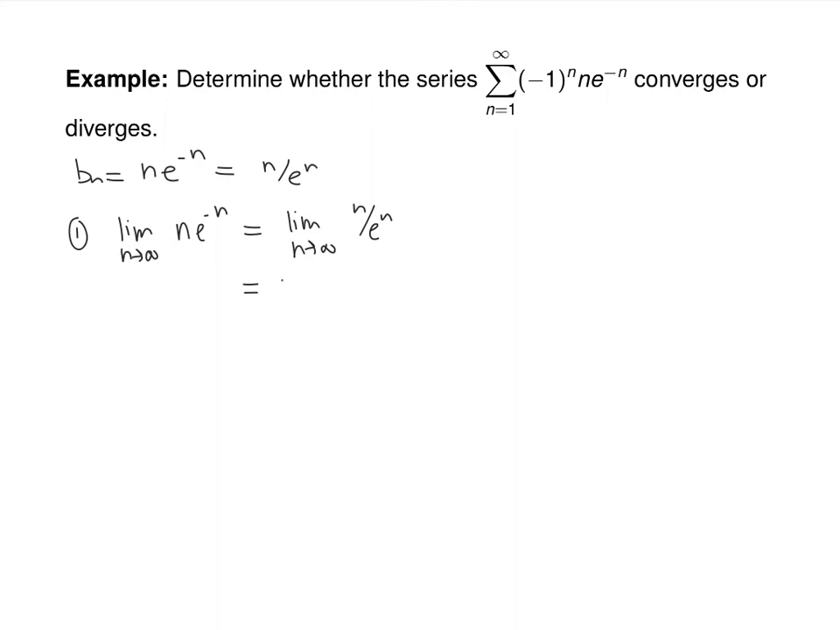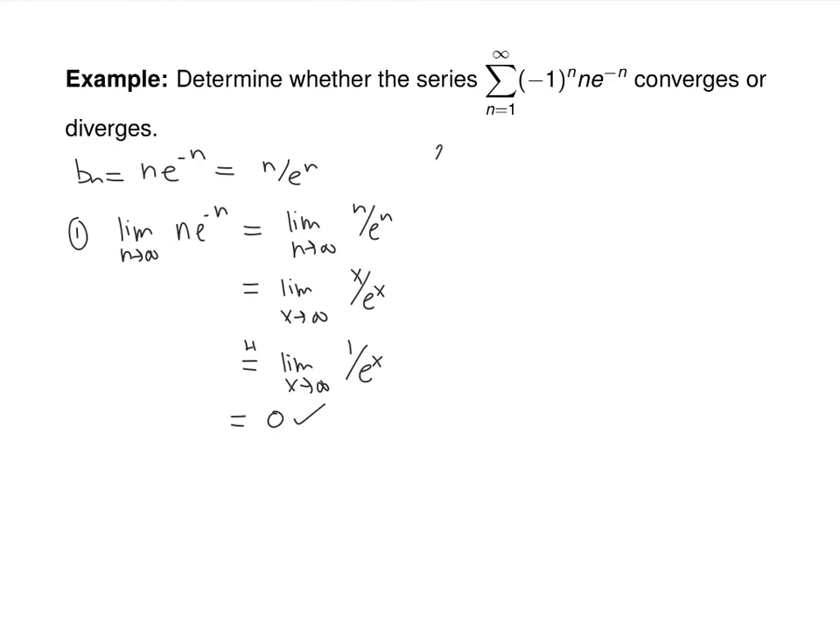So I'm going to apply L'Hopital's rule, but first I'm going to change those n's to x's. I agree that's a little bit silly, but just deal with it. Okay, so the derivative of x is just 1. The derivative of e to the x is e to the x. So that limit is indeed 0, so we have that condition met.